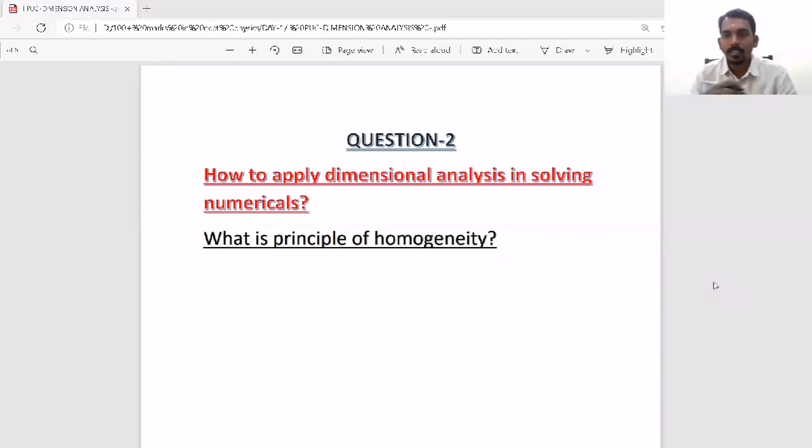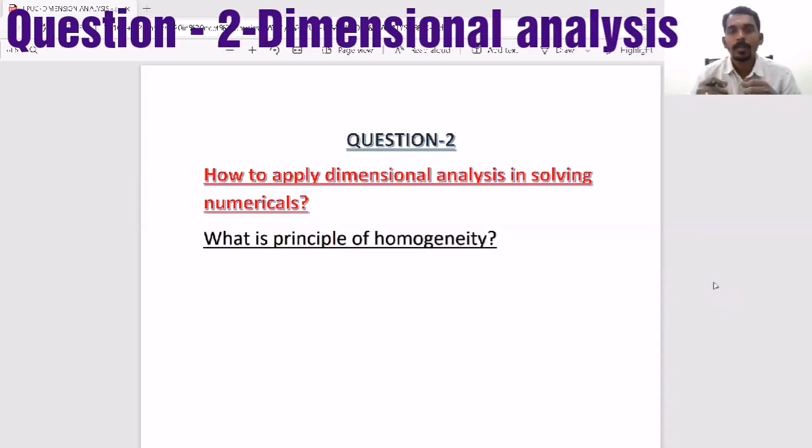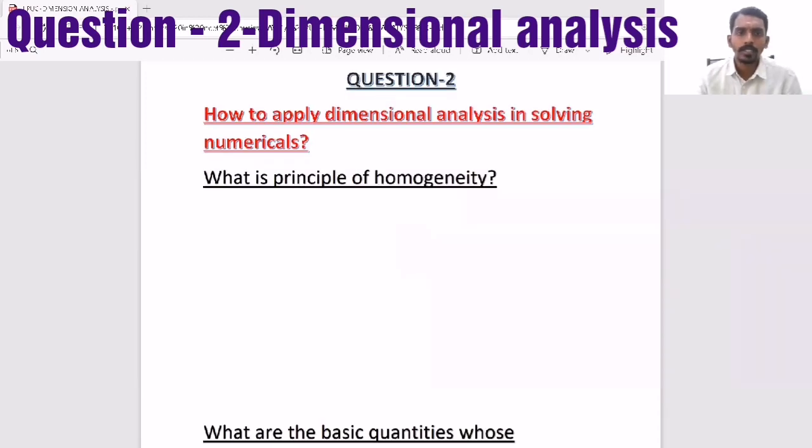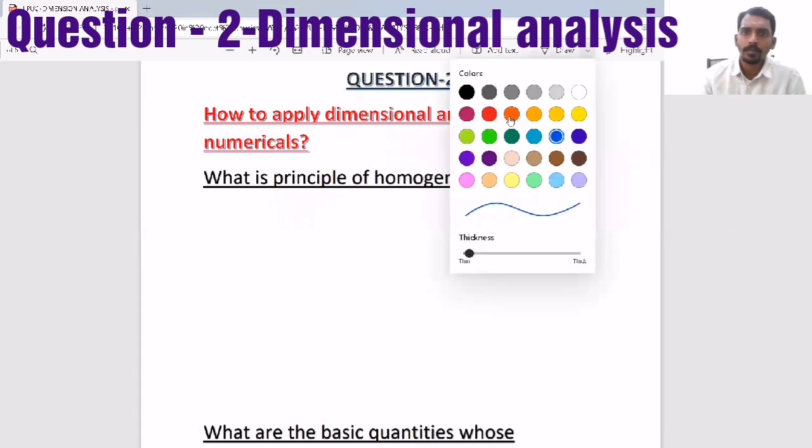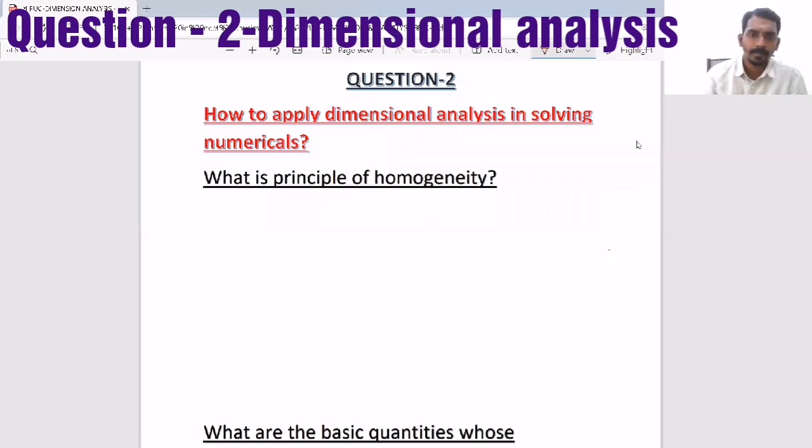Hi everyone. Now the second question, and it is based on the first PUC topic, the very first thing: how to apply dimensional analysis in solving numericals. In this, the very first thing we should know is the principle of homogeneity. The principle of homogeneity says, simply, that we can add or subtract only the same dimensions.